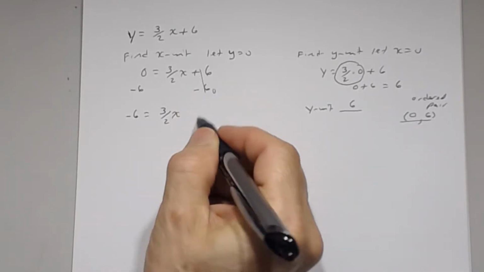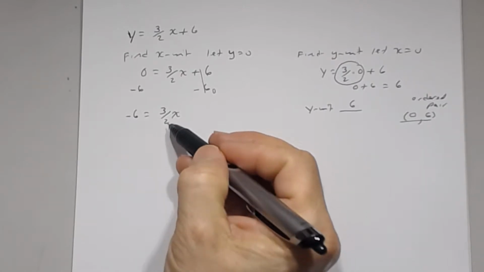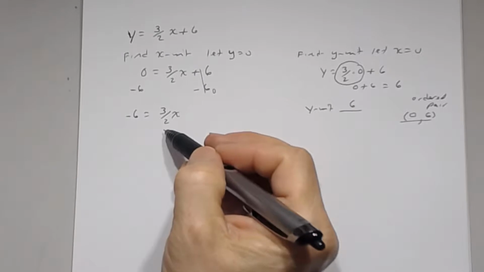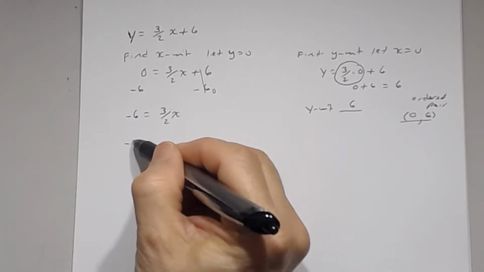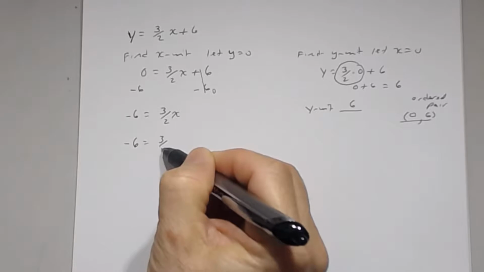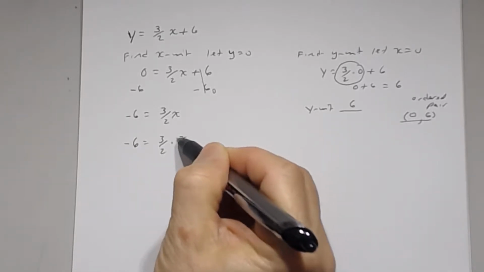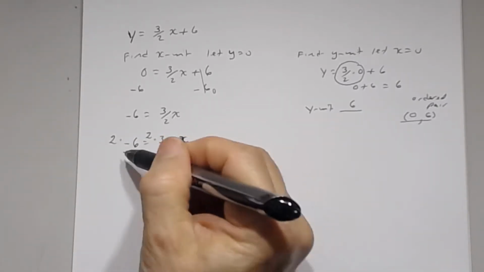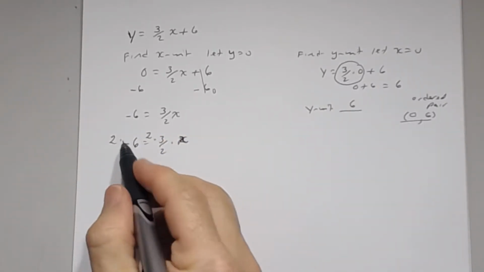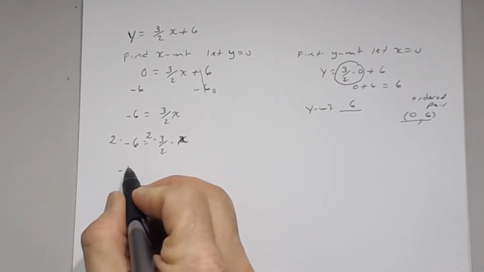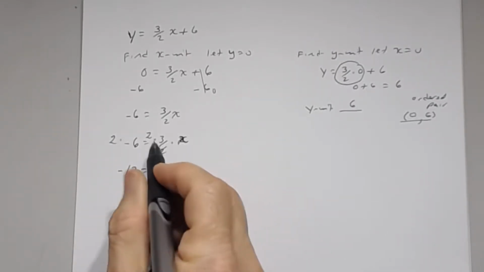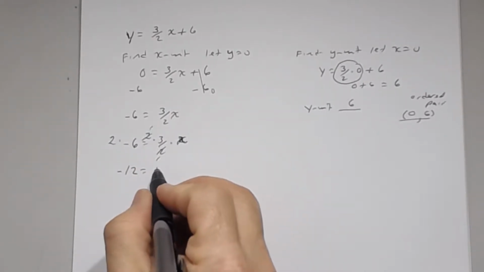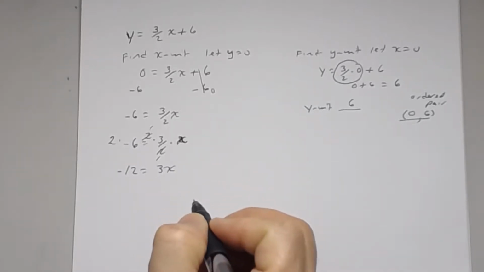Now to get x by itself, I'm going to go ahead. Right now, you see I'm dividing by 2. What's the opposite of division? Multiplication. So I'm going to multiply both sides by 2. What you do to one side, you do to the other. What is 2 times negative 6? These 2's divide out. And so what term is left on the other side? 3x. So I get 3x.